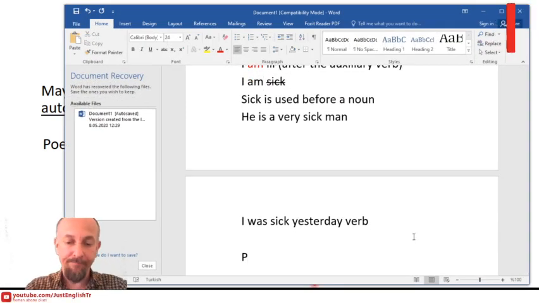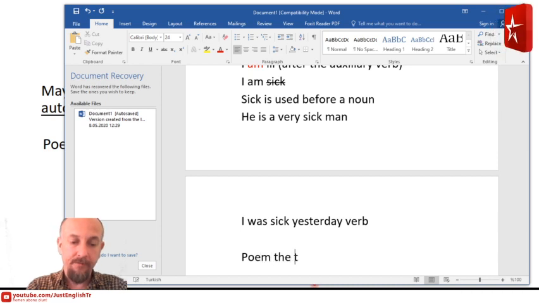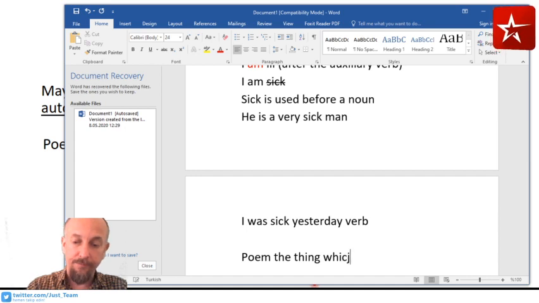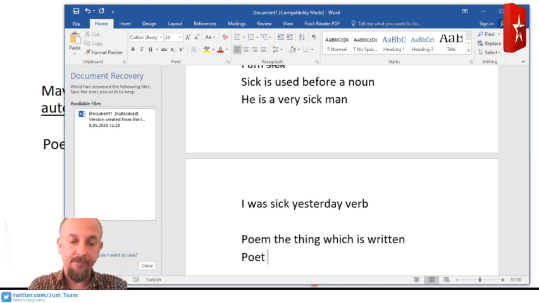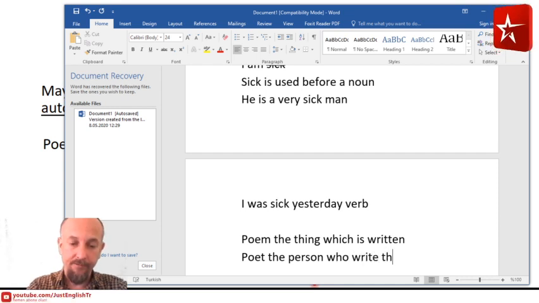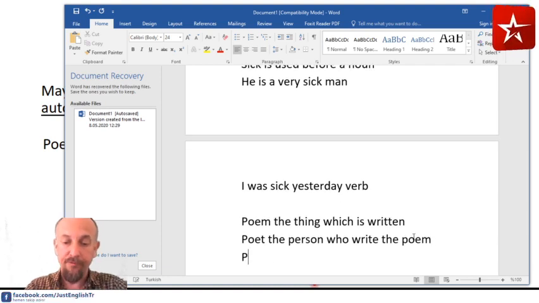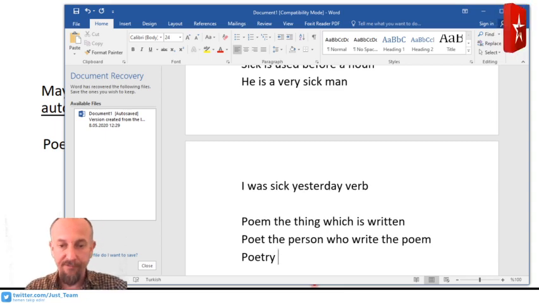We have poem, the thing which is written. Then we have poet, the person who writes the poem. And then we have poetry. They're easily confused, these ones. I think it comes from Greek, so they're irregular.